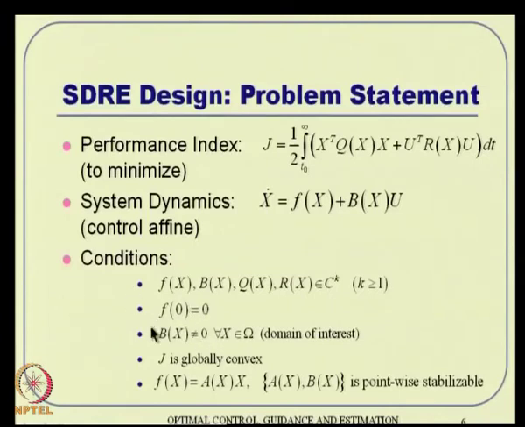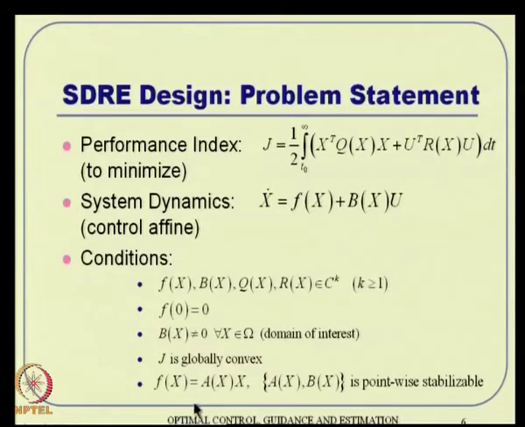Alright, so the next condition is b of x should be non-zero for all x, and that is directly visible, because if b of x happens to be 0, then no control design will work. It leads to the loss of controllability. So, b of x has to be non-zero for all x.